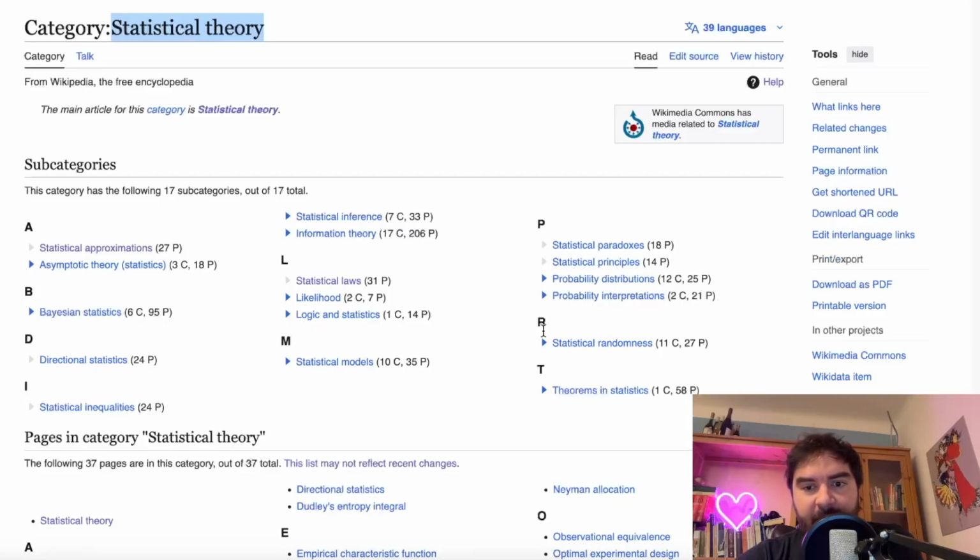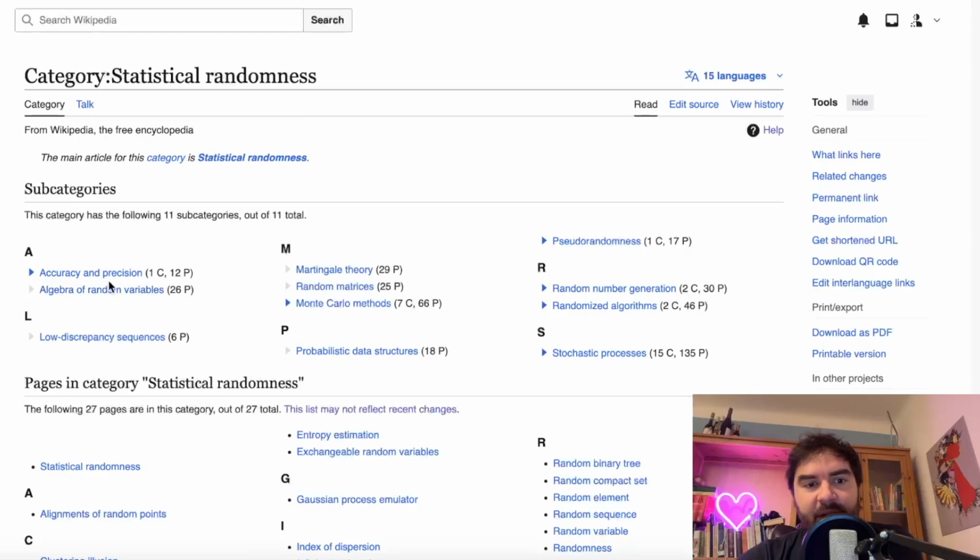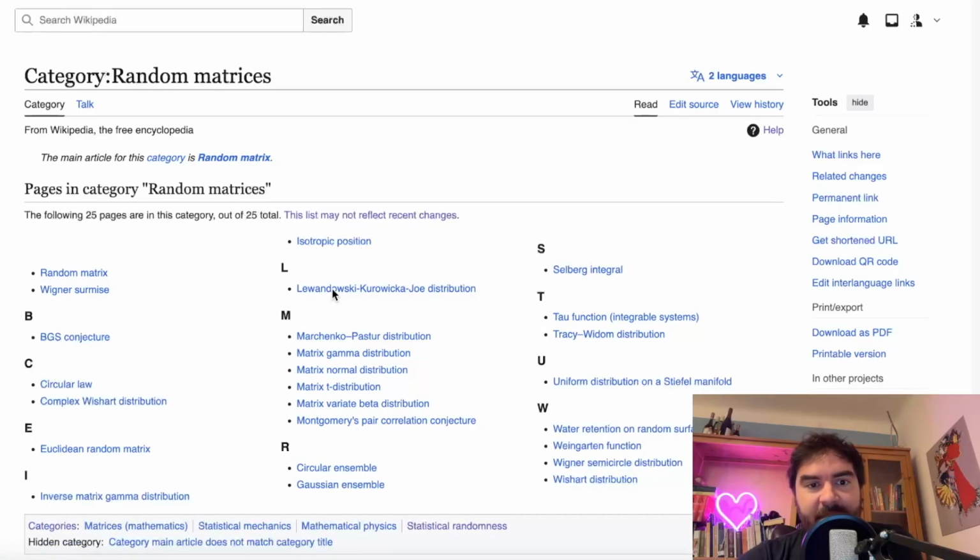So for example, there is a category called statistical randomness. If I click it, then the statistical randomness category has a category called random matrices, which does not have subcategories but has about 20 other pages. So this is how it's structured, right? Everything is a page. There's like 8 million pages. A lot of them are actually just these category pages, which collect a bunch of other pages, which are elements of the category.